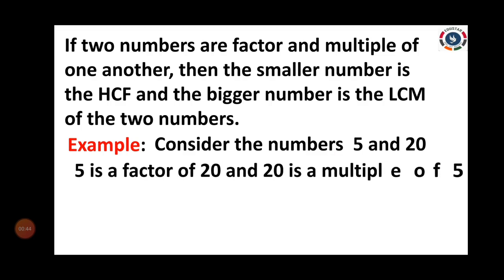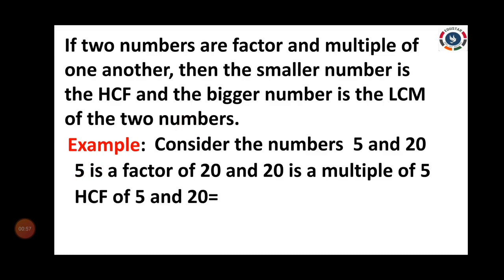Which is the smallest value here? Yes, 5 is the smallest value. That is a factor, and that factor is the HCF. So the HCF of 5 and 20 is equal to 5. And which is the greatest value? 20. That 20 is the LCM of 5 and 20. So the smallest value is the HCF and the biggest value is the LCM. So the LCM of 5 and 20 is equal to 20.